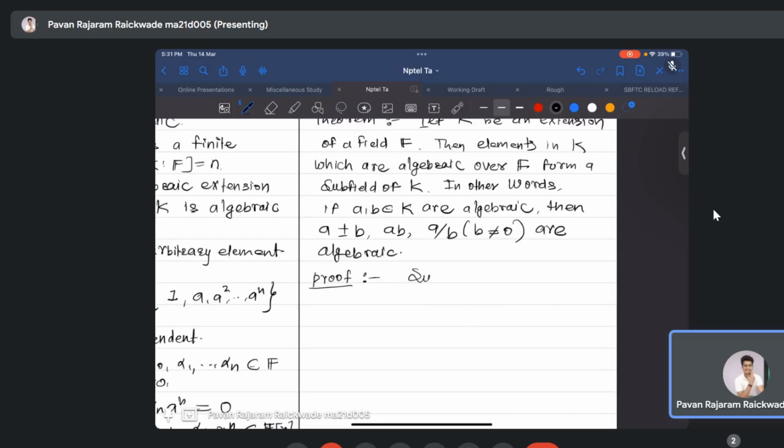Suppose A and B belonging to K are algebraic.